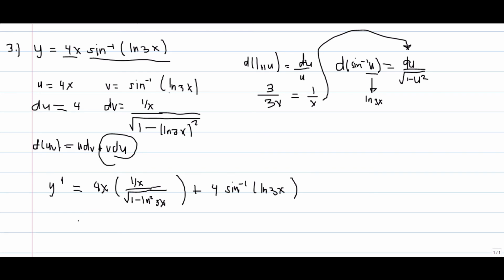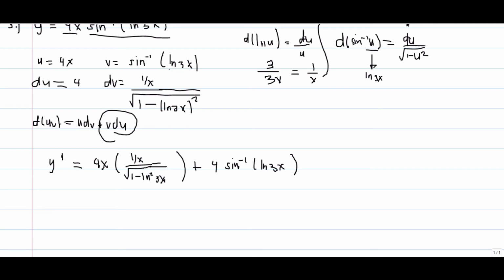So to finalize our answer, since we have x here and 1 over x, we can cancel. So it is 4 over the square root of 1 minus ln squared 3x, plus 4 sine inverse ln 3x. Okay, so that is the final answer.